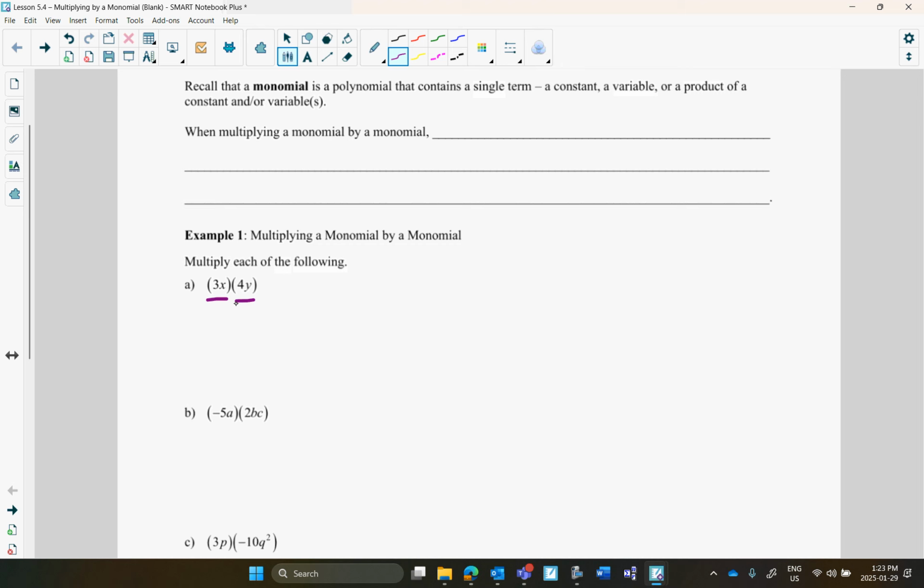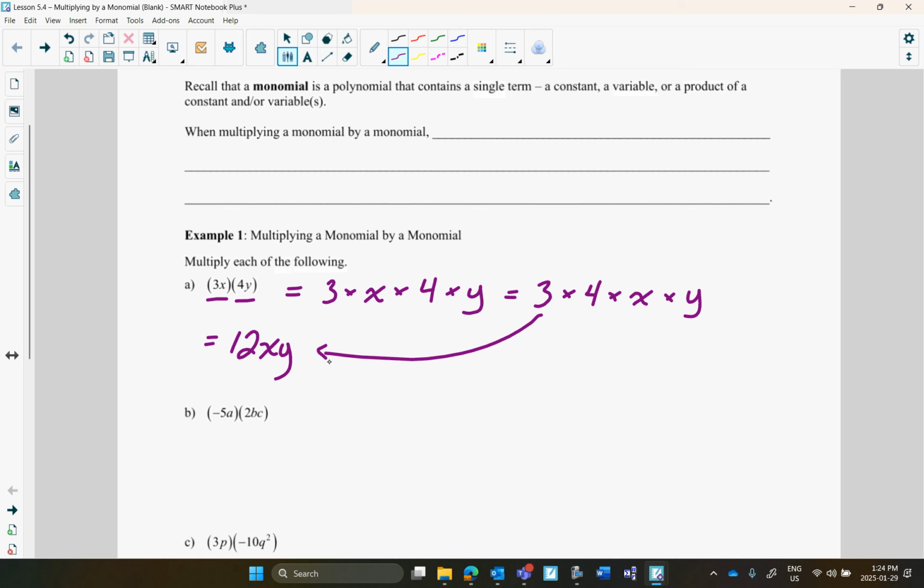12xy. Do you see how she got 12xy? Because really, this is 3 times x times 4 times y. And remember, when we multiply a whole bunch of things, the order that we multiply doesn't matter. So I can say 3 times 4 times x times y, which is 12 times x times y, which is 12xy. It's pretty straightforward.